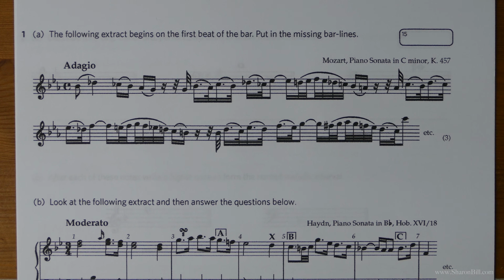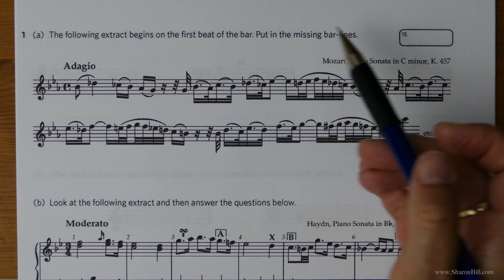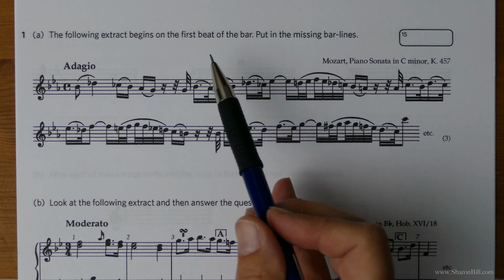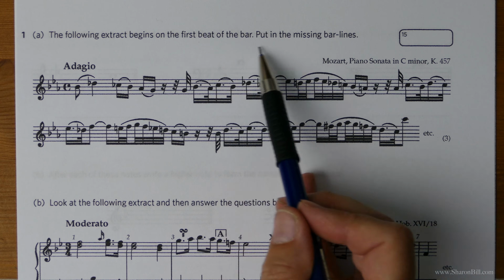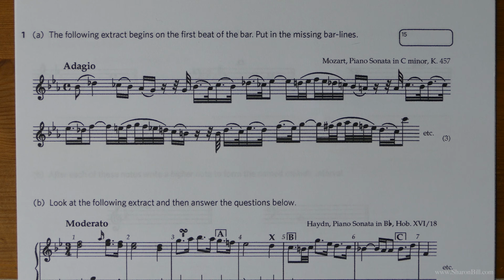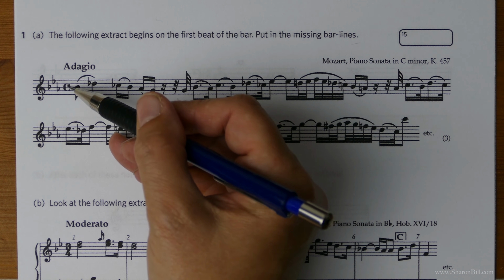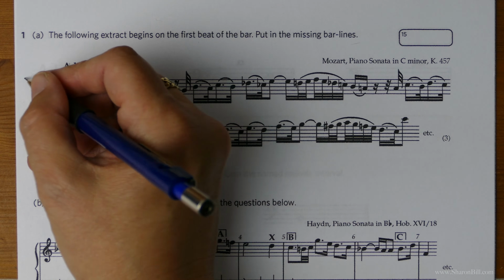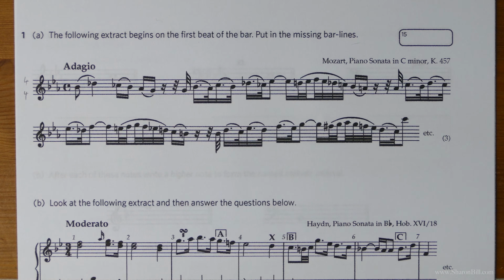Question 1 asks us to look at this following extract. It tells us it begins on the first beat of the bar, but we are required to put in the missing bar lines. So we're in common time, which is the same as 4/4, 4 quarter notes, 4 crotchet beats per bar.